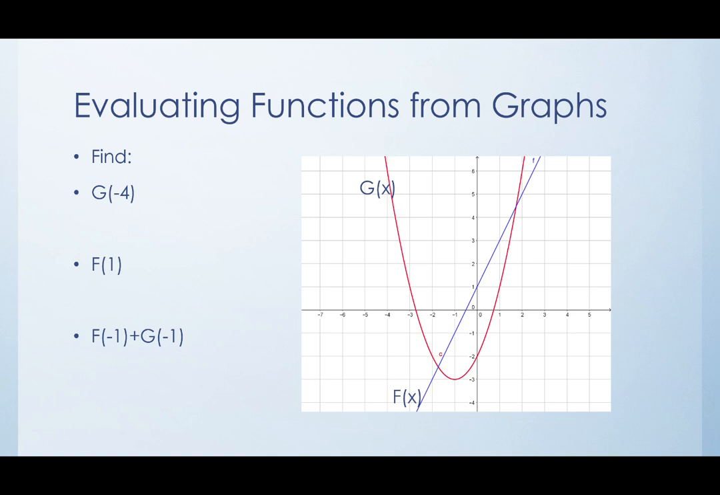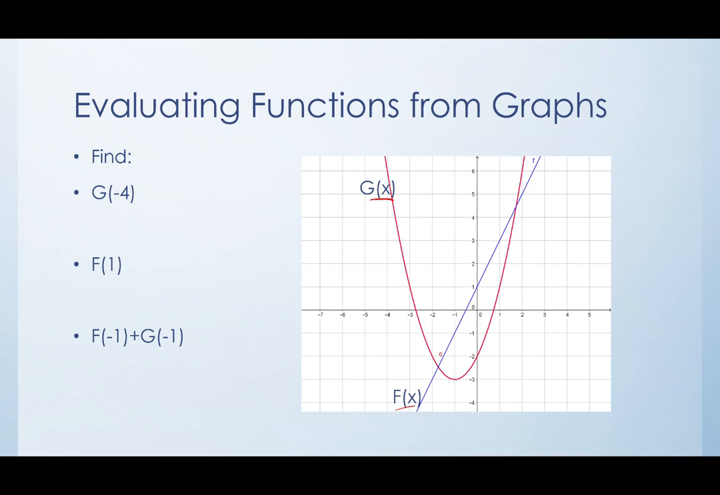All right, so here we've been given two functions in the form of graphs. We don't know the formulas for them. You could probably figure them out if you thought about it, but we really don't need to. We've got our parabola here in red, which is our function g of x, and we've got our straight line in blue, which is our function f of x.